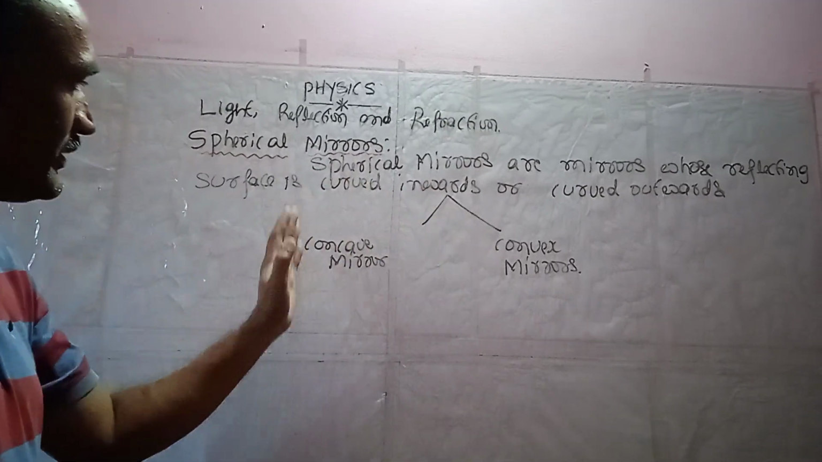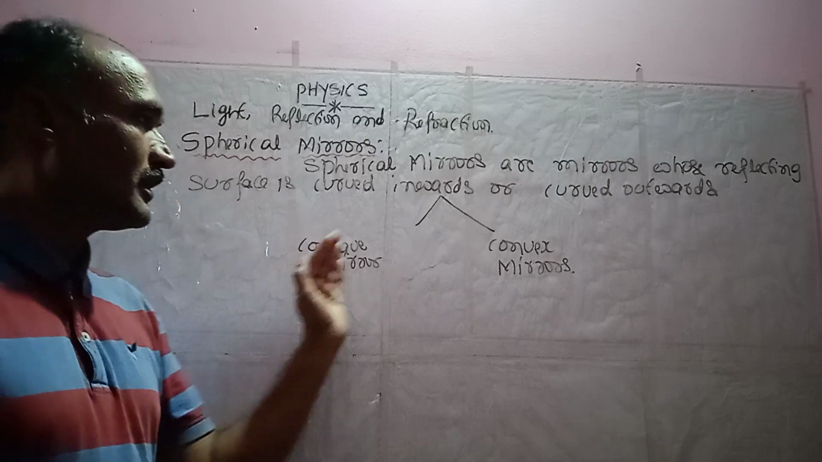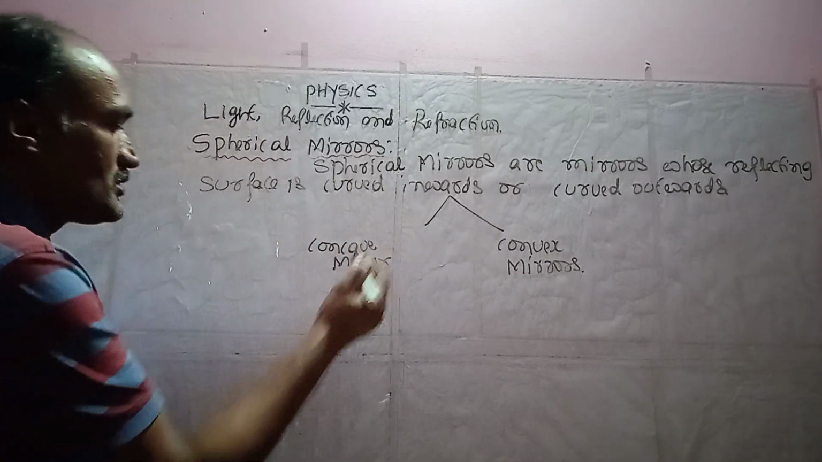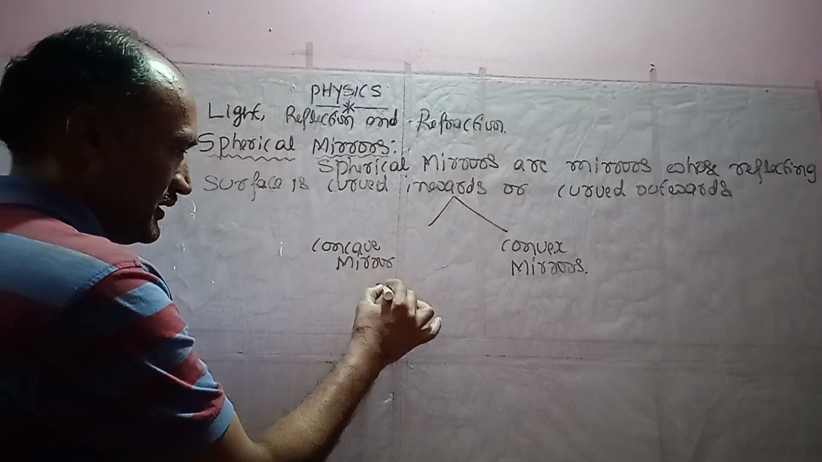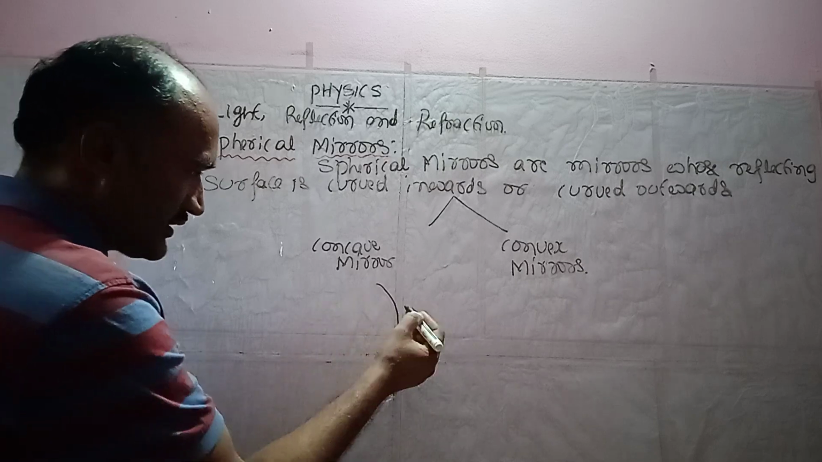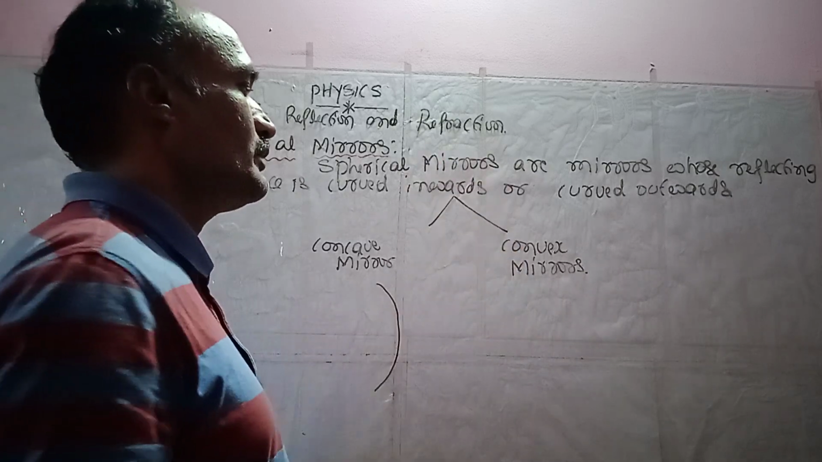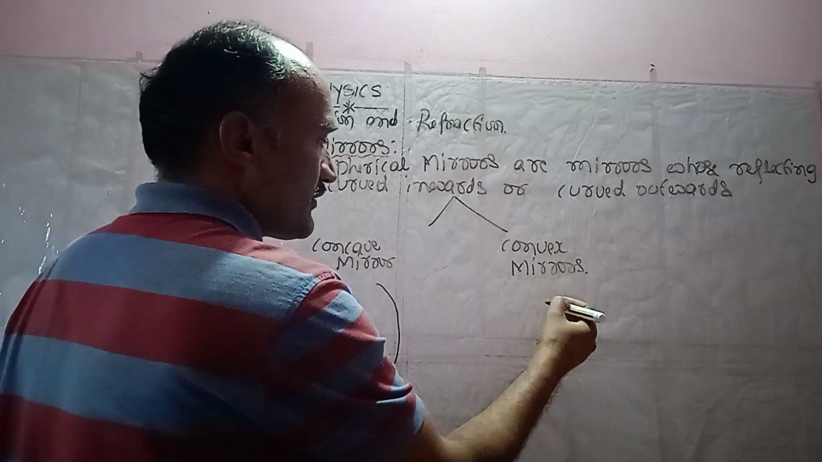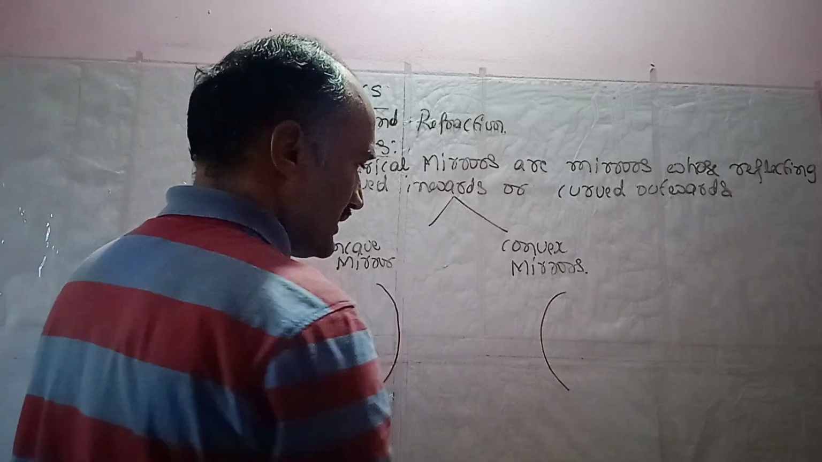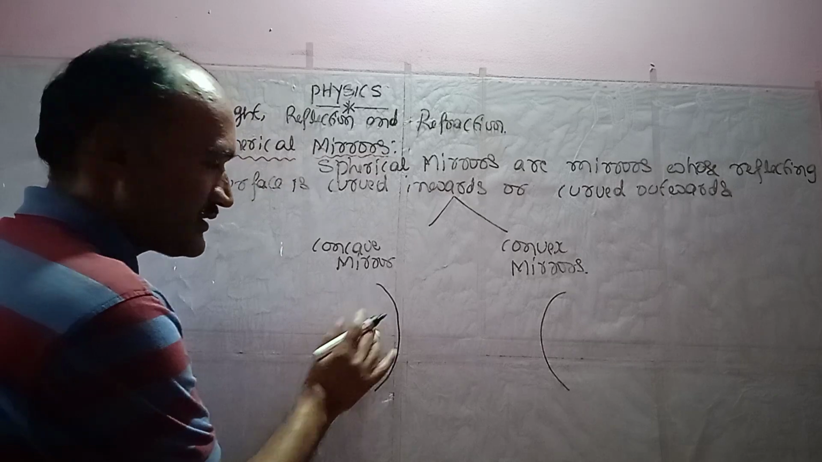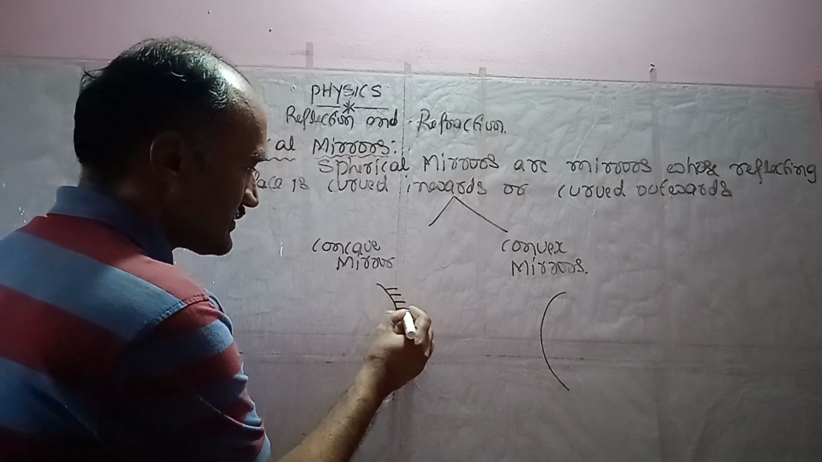There are two types of spherical mirrors, that is, the concave mirror and the convex mirror. The mirror whose reflecting surface is curved inwards is called a concave mirror, and a convex mirror means the reflecting surface is curved outwards, like that. Here is the reflecting surface, and here is the non-reflecting surface.